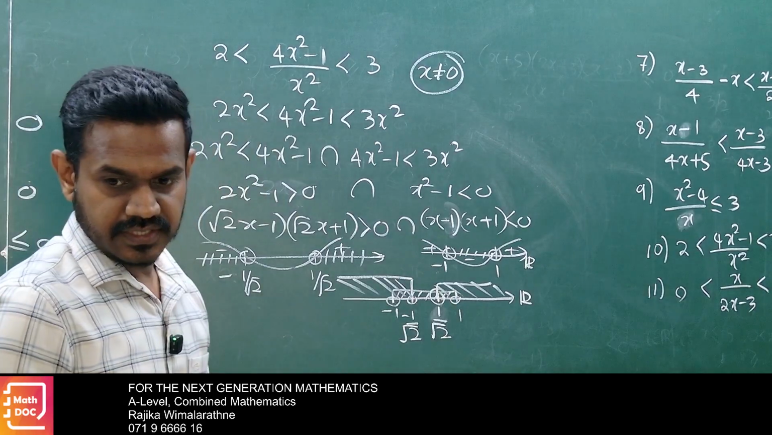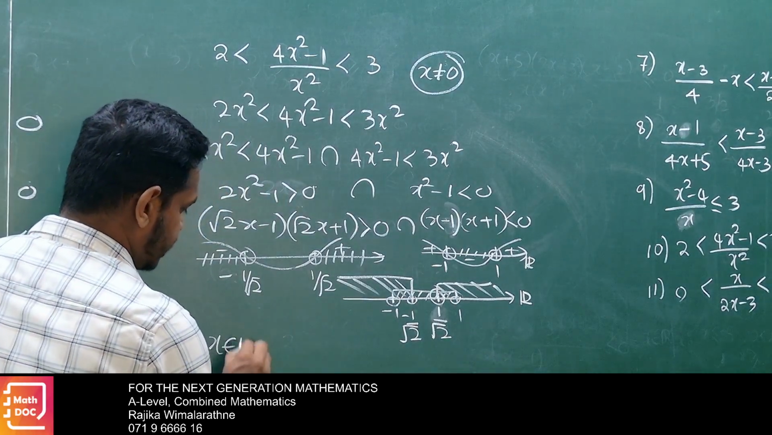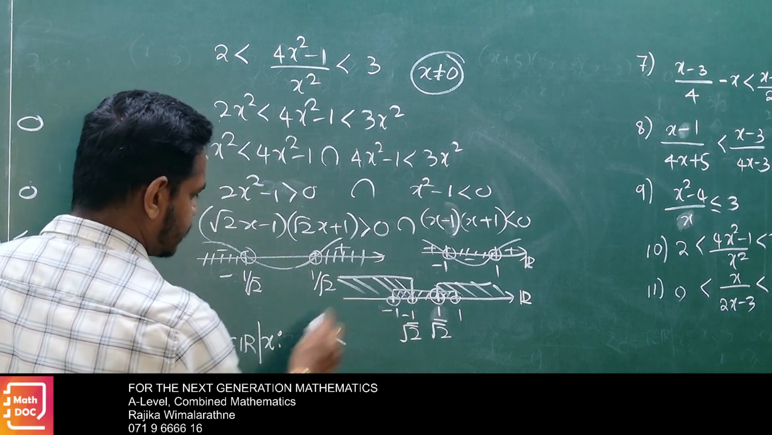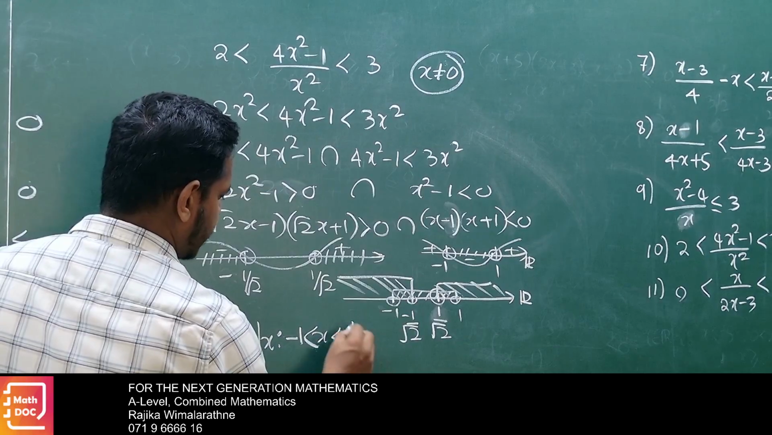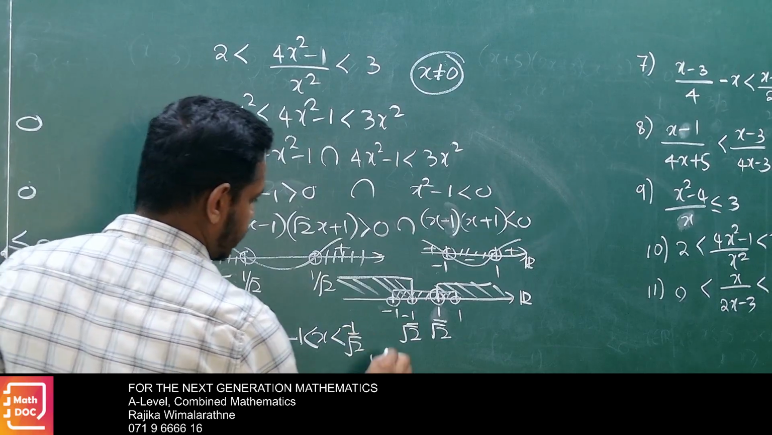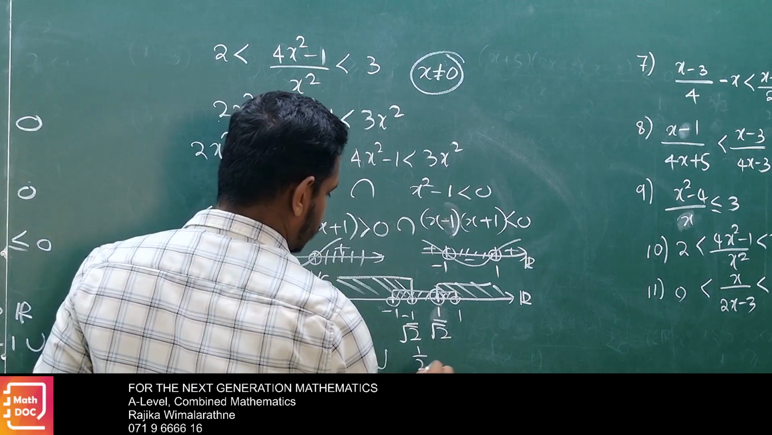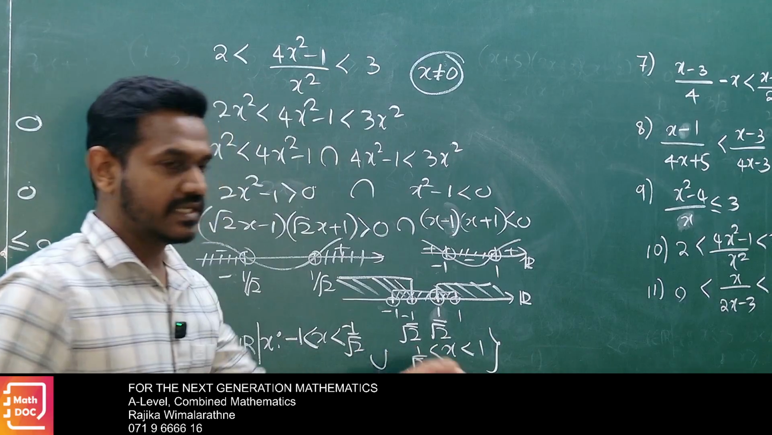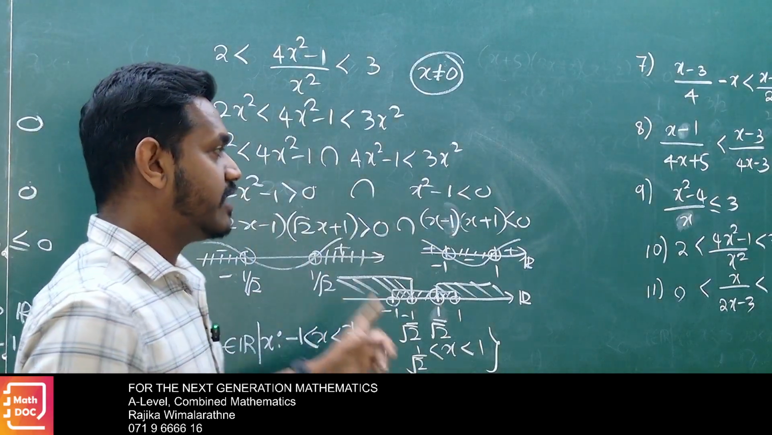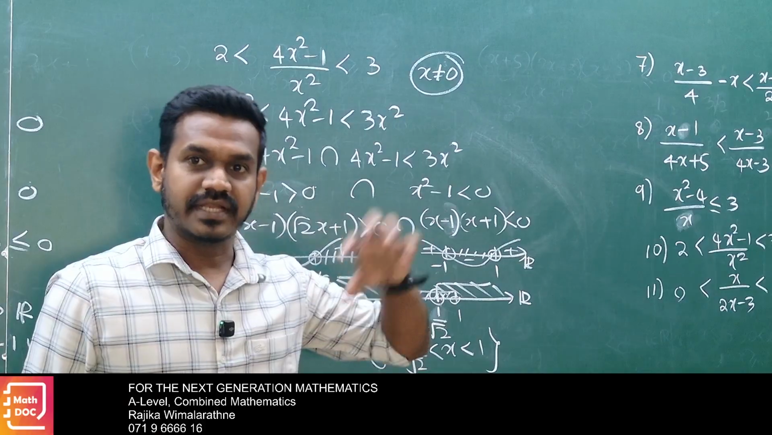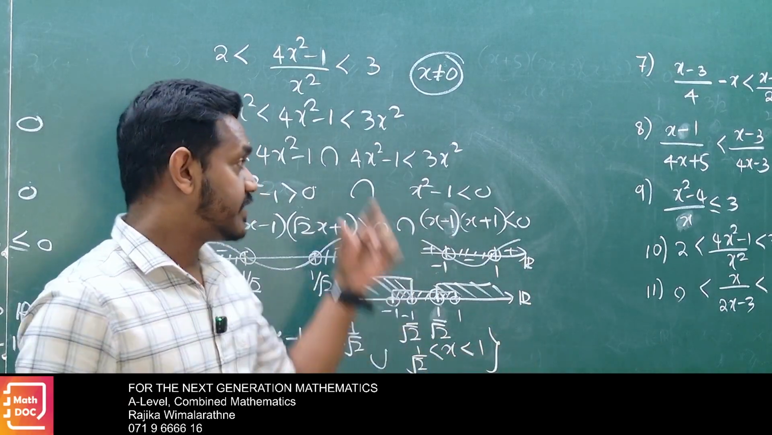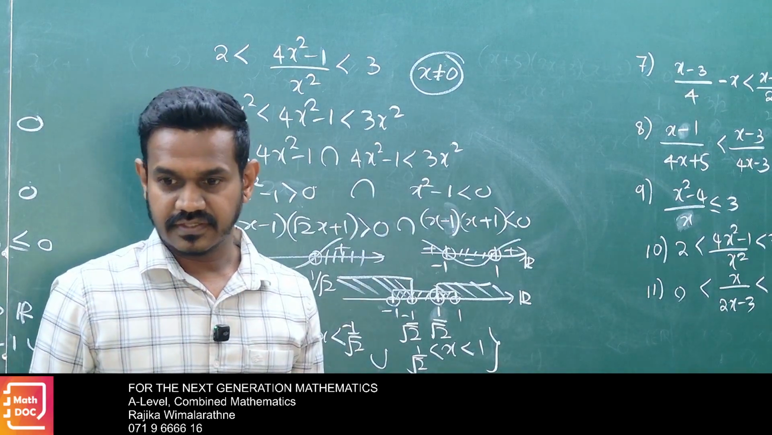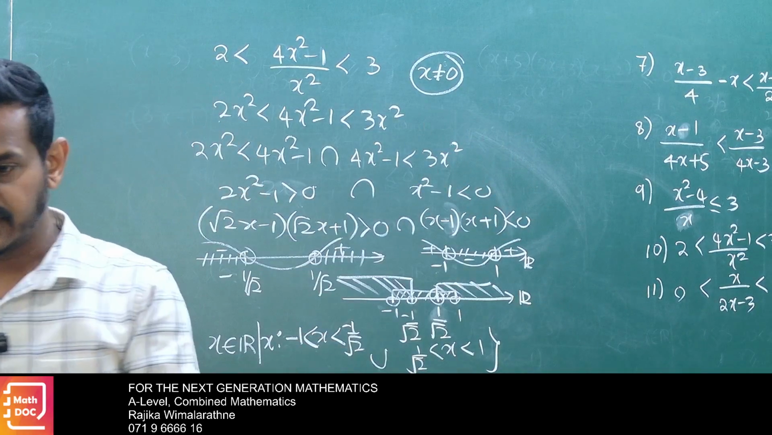Common region. Then the final answer: x is an element of the real numbers such that x is between minus 1 and minus 1 over root 2, union 1 over root 2 to 1 region. We have two different regions. So anyway, when we have a double inequality, you separate them with intersections, thereafter evaluate one by one, and finally get the common region. That is the general technique. Do it.